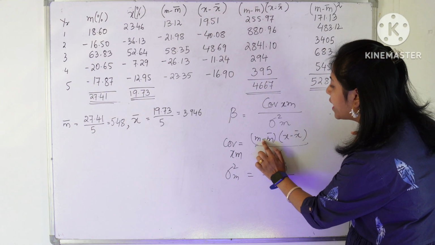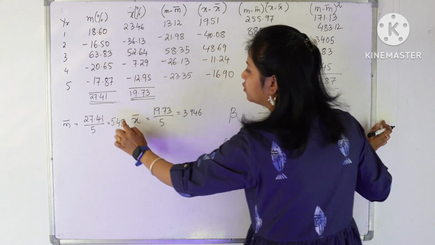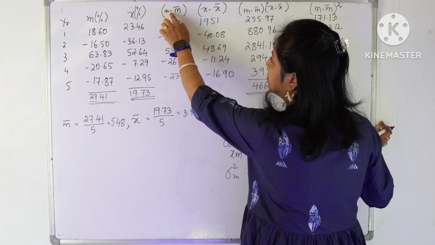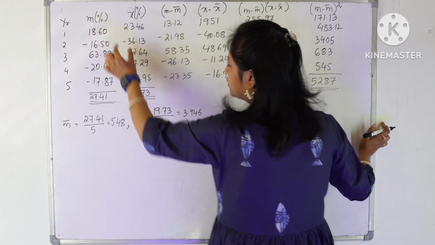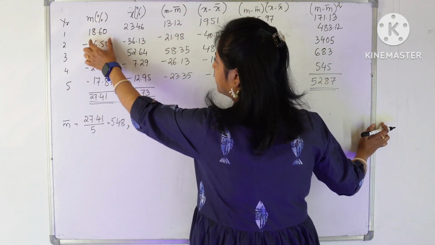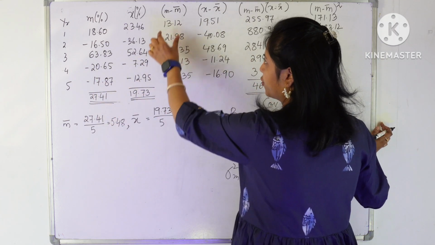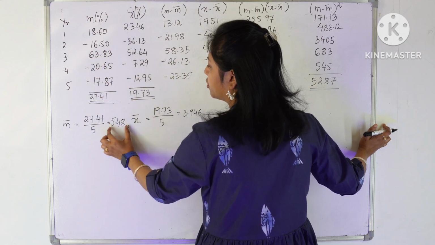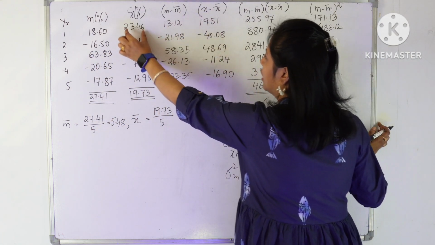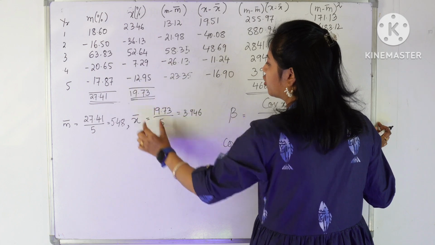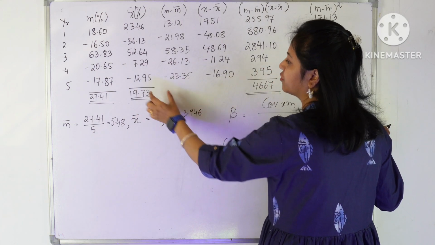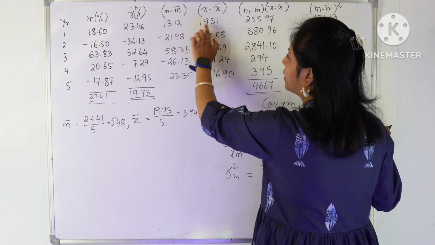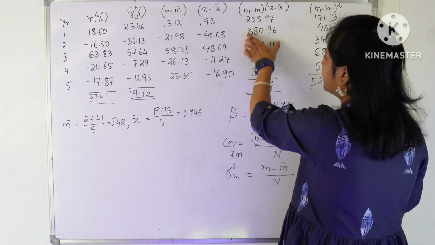Now what is required? M minus M bar means all these individual values should be subtracted from 5.48. So I have written here M minus M bar. How did we get it? 18.60 minus 5.48, 16.50 minus 5.48. This way we have done. This is the deviation, how much my individual values deviate from the mean value. Similarly, we have done how much the individual values of the stock deviate from the mean returns of the stock. So we got this value. Next, we have to do the product. We multiply these two, and once we multiply, we get this.